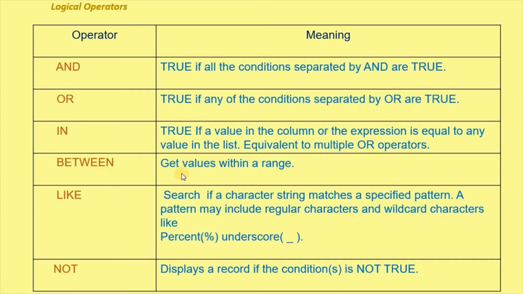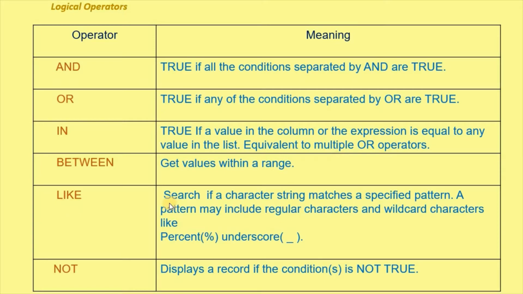Between operator. With the between operator we can get values within a range. Here we have to provide two values. One is the minimum value and the other is the maximum value.